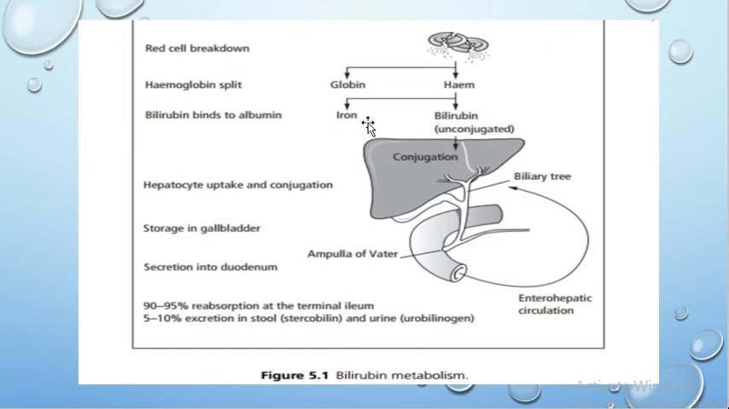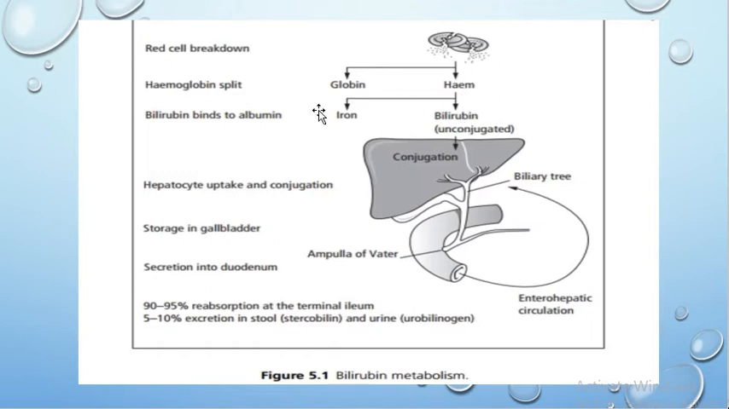See in that picture, first of all there is RBC breakdown. We know that RBC is composed of hemoglobin. Heme is the part which contains iron, and globin is the part made of alpha chain and beta chain. Globin is what? Protein. So when RBC breaks down after completing its life cycle of 120 days, it breaks down into heme and globin.